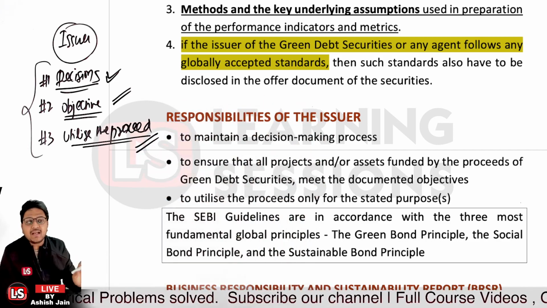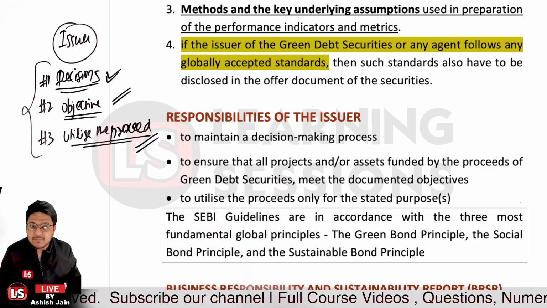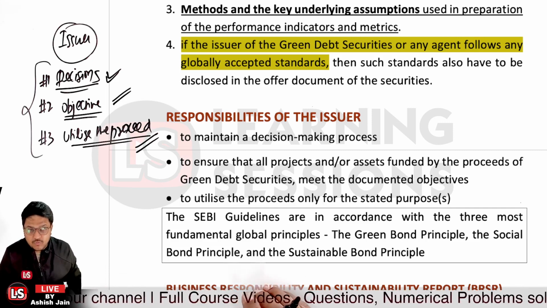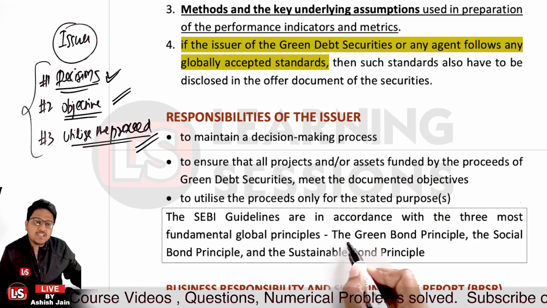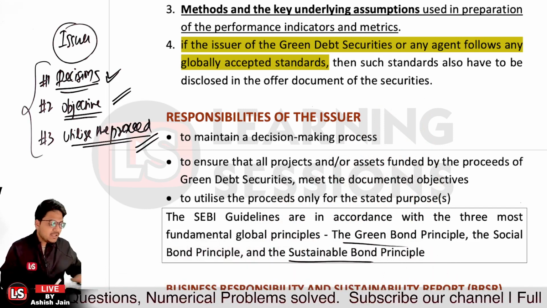And SEBI guidelines are in accordance with the three most fundamental global principles, that is the green bond principle, social bond principle, and sustainable bond principle. So whatsoever guidelines are given by SEBI, those are based upon three principles: green bond principle, social bond principle, and sustainable bond principle, right?